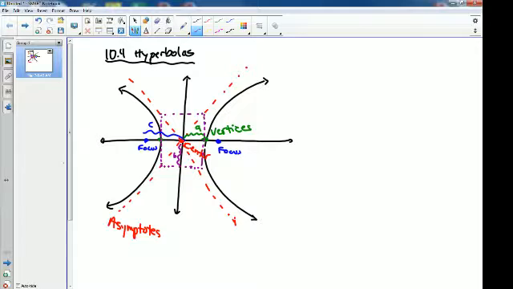Here, a little change. That's how the three are related in hyperbolas. So different than ellipses. But again, we still have a formula that will allow us to calculate the numbers.